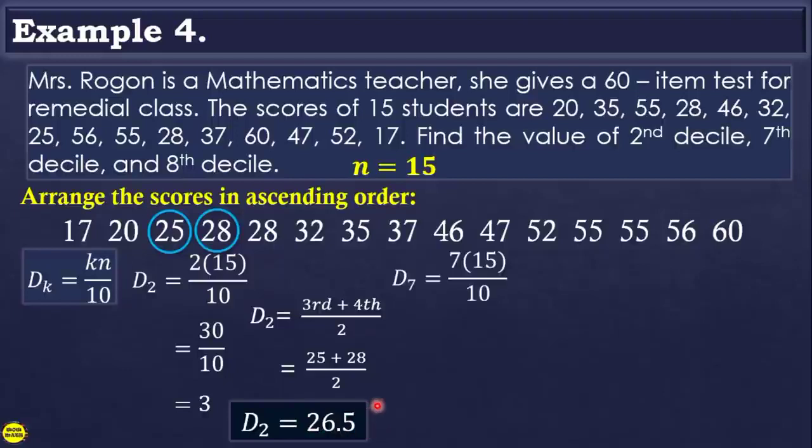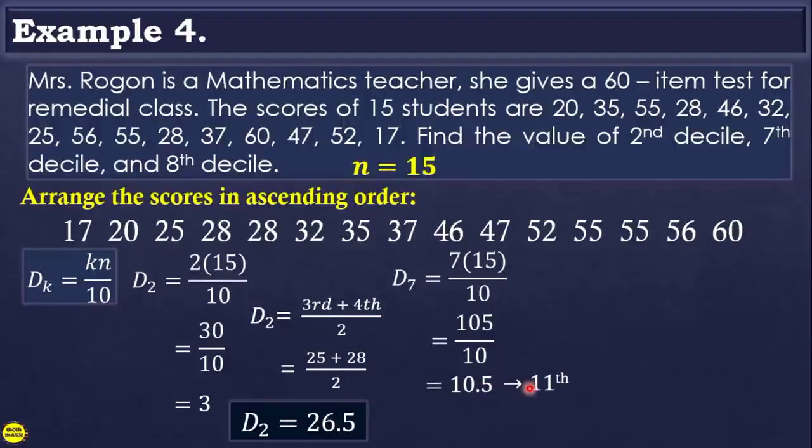Next. So, the 7th decile, papalitan lang natin yung k ng 7. 7 times 15 divided by 10. So, 7 times 15 is 105. 105 divide 10, the answer is 10.5. So, yung na-compute natin ay hindi whole number. So, ang gagawin natin, i-round natin to the next whole number. So, ano yung next whole number?